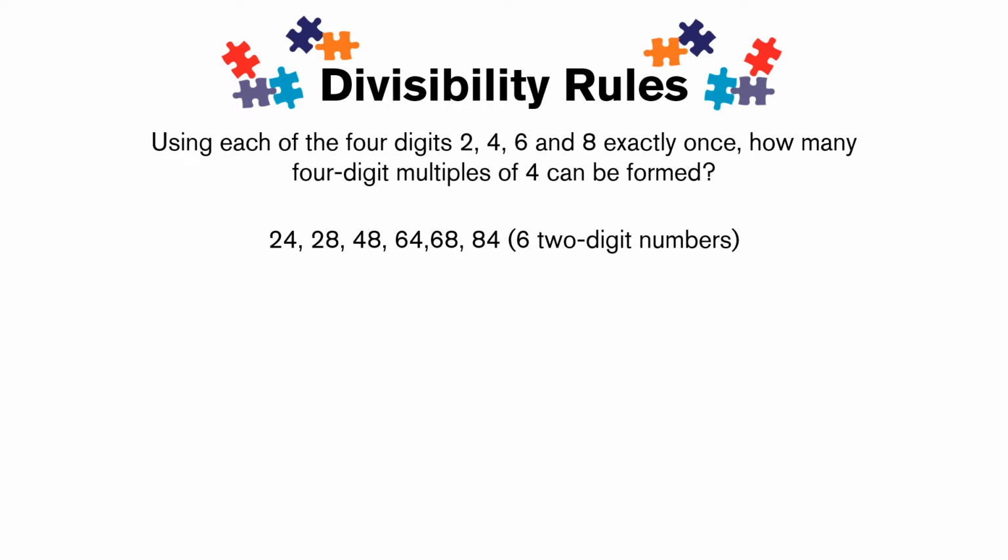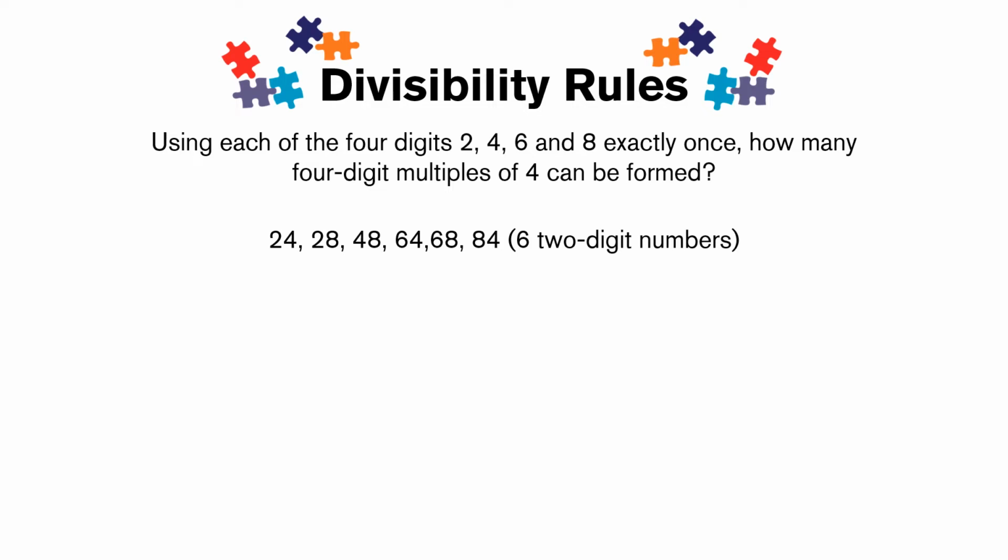divisible by 4, and then 4 less than that would be 44, but we can't use 4 twice, so we're good with 4s. Then we move on to 64, we have 68, and then last we have 84, and again 4 more than 84 is 88, but we can't use that digit twice. So those are all of the 2-digit multiples of 4 we can form using those 4 digits exactly once each.